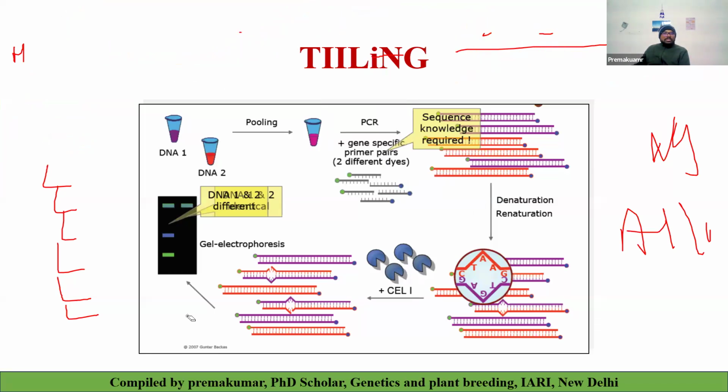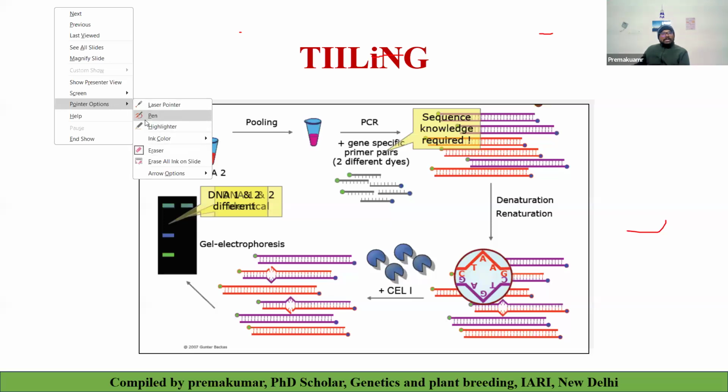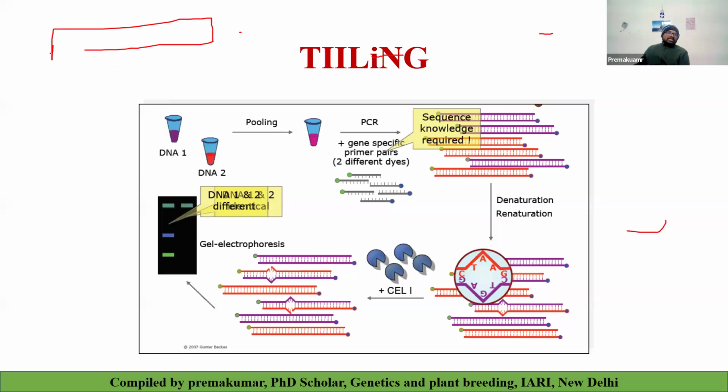As I told, first you take the DNA from all your population, like landraces or a mutant population, and we pool it. After pooling, we know the gene sequence. I told you that for TILLING we should know the sequence of the gene. Then design a gene-specific primer, and amplify this pool of DNA with the gene-specific primer. Then your PCR product will be generated.